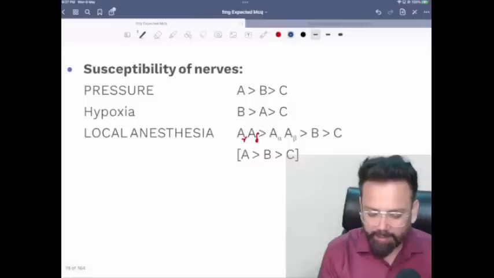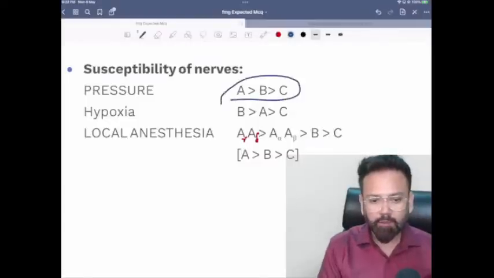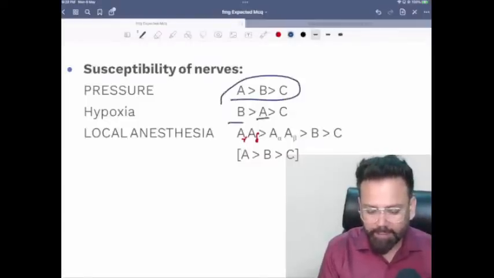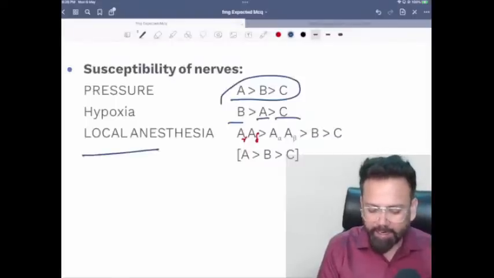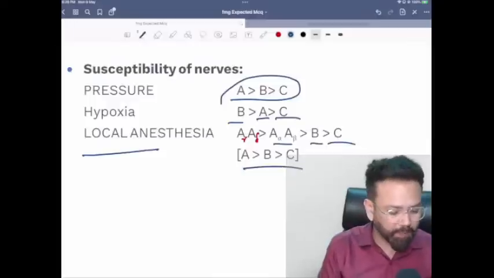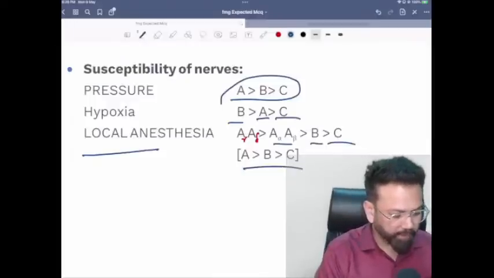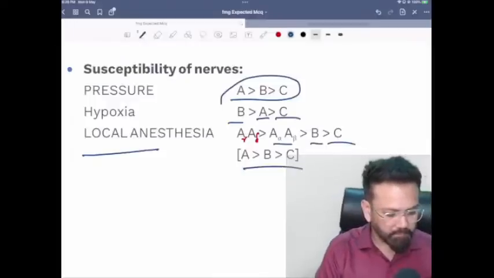So for pressure, A greater than B greater than C. For hypoxia, B greater than A greater than C. For local anesthesia, A gamma, A delta, A alpha, A beta, B and C. So this is typical. You have to remember this.